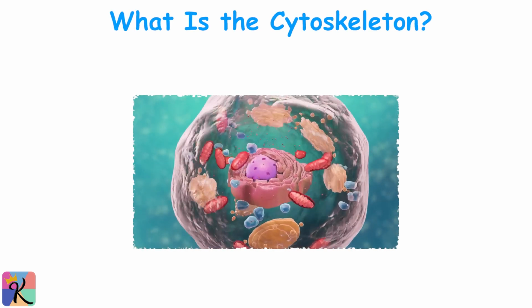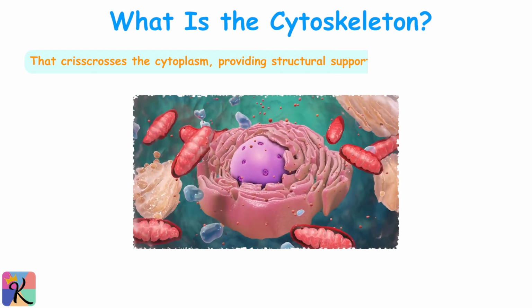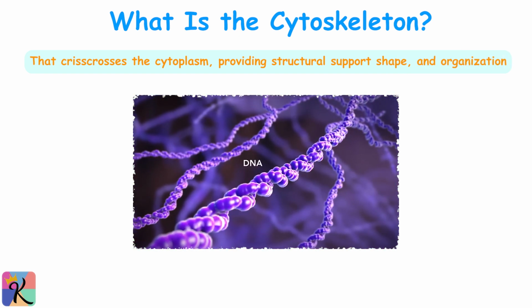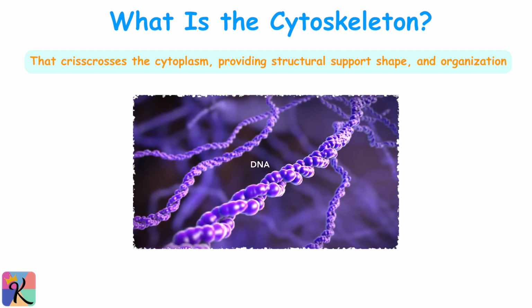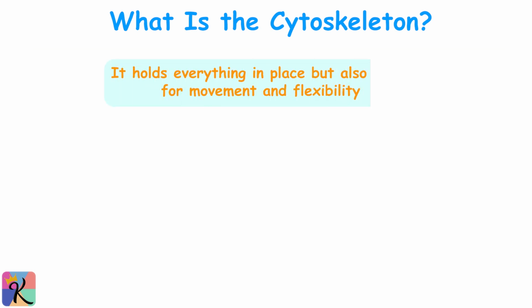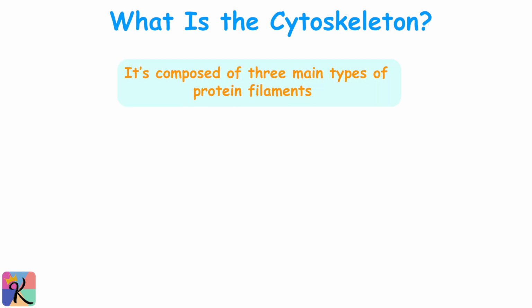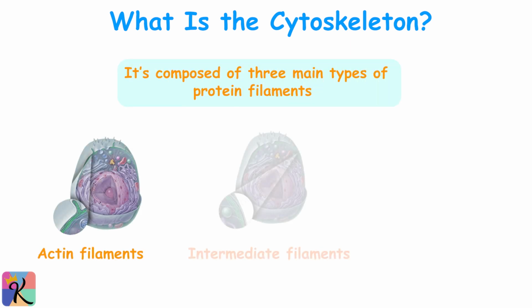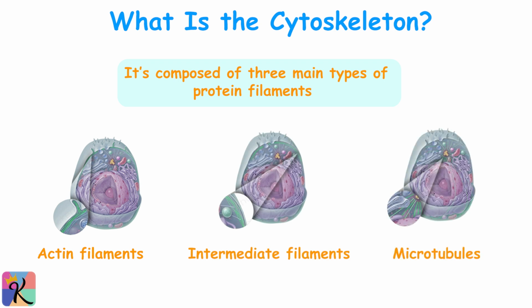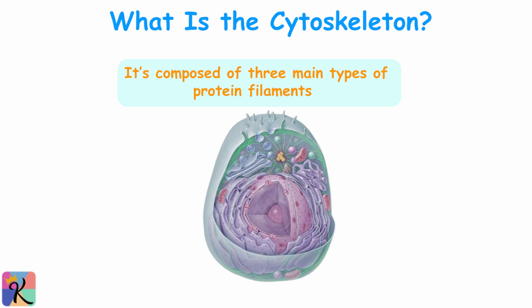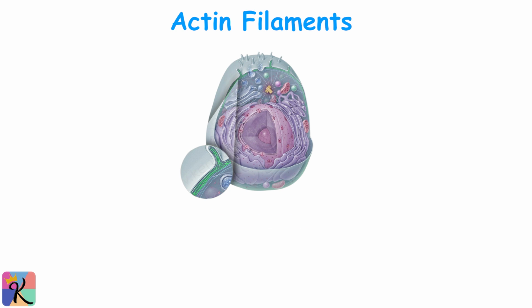Plus, we'll explore how the cytoskeleton plays a critical role in different cell types across the human body. At its core, the cytoskeleton is a complex network of protein fibers that crisscrosses the cytoplasm, providing structural support, shape, and organization. Imagine it as the internal framework of a building. It holds everything in place, but also allows for movement and flexibility. It's composed of three main types of protein filaments: actin filaments, intermediate filaments, and microtubules. Each type has a unique role in helping the cell function, and together, they create a system that's as dynamic as it is strong.